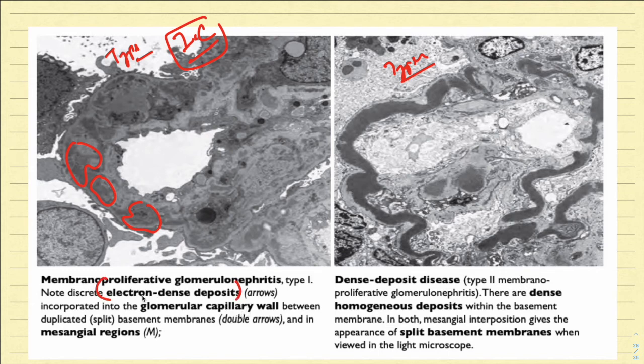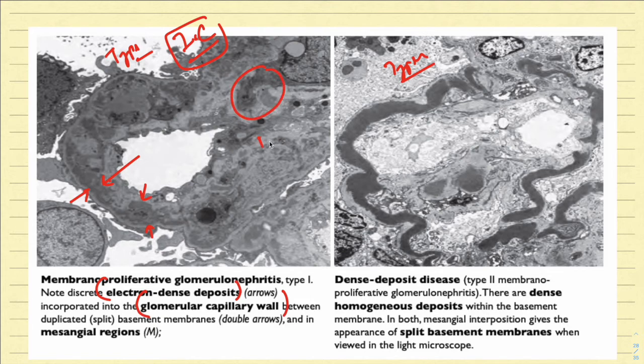Now they are incorporated into the glomerular capillary wall. What has happened is that they have duplicated. For example, if you look at the glomerular basement membrane, a part of the GBM is here, and a very small part of the GBM is here. In between the two, they have interposed, but basically they are subendothelial in location. Very important. And some of the deposits are also seen in the mesangial region.